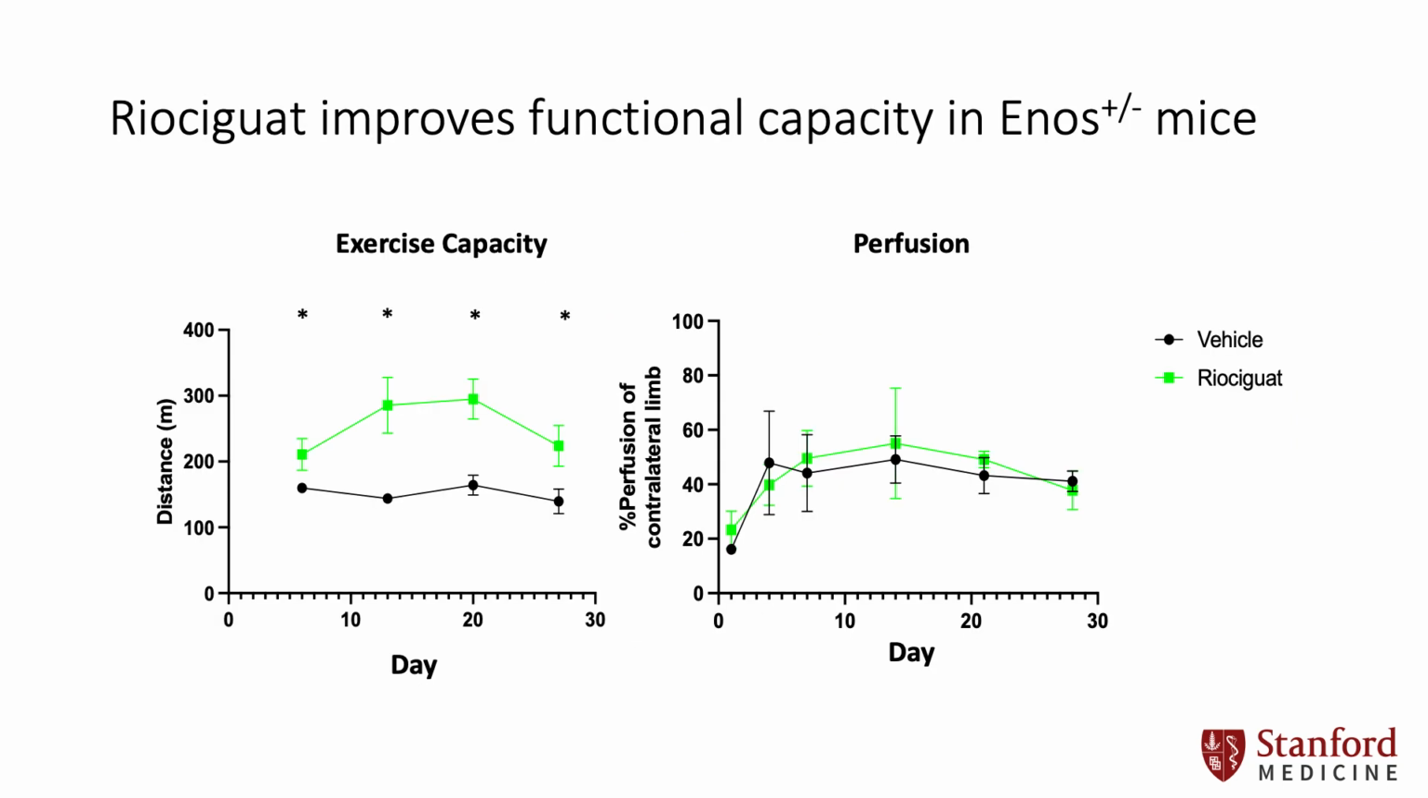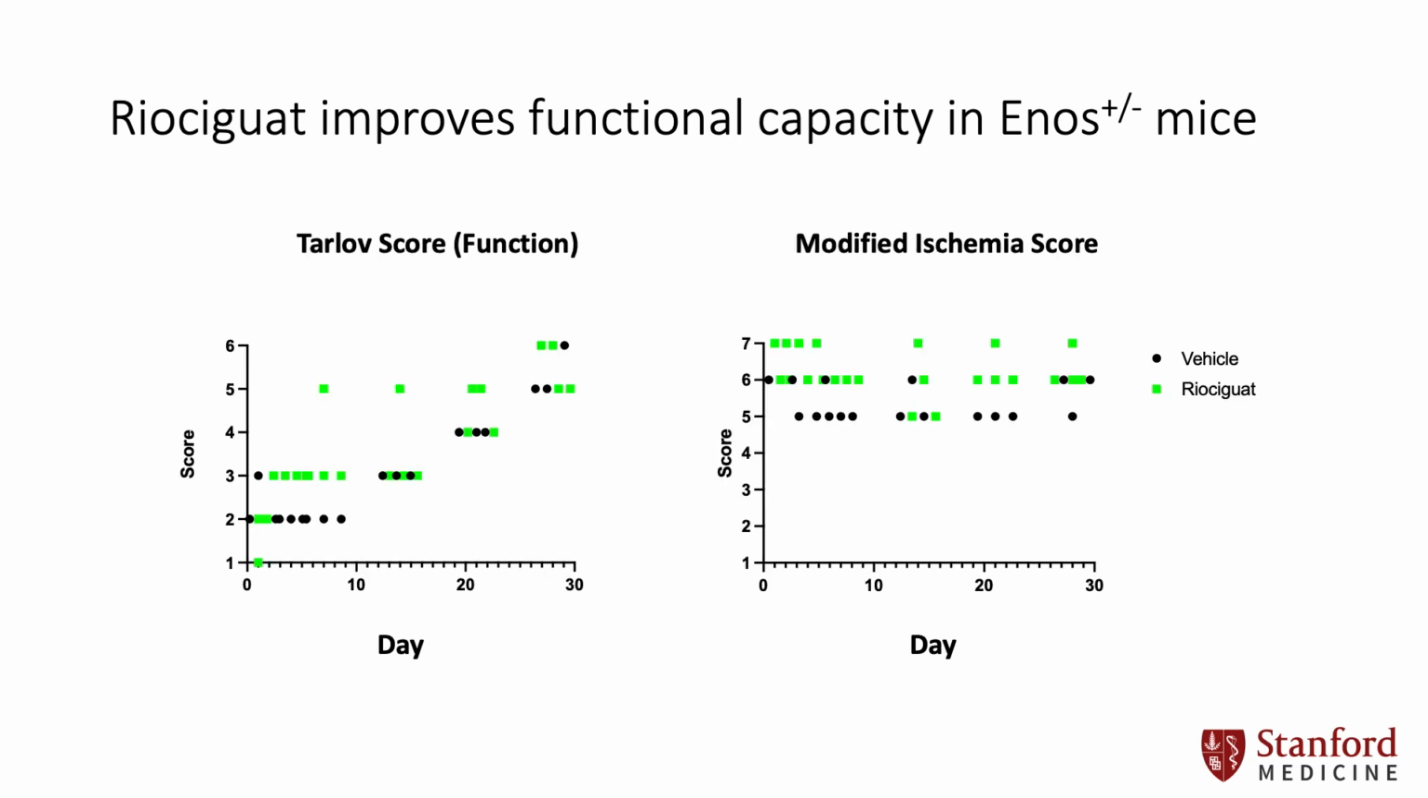And what we find is that Riociguat actually improves functional capacity in eNOS heterozygous mice. We can see that by looking at exercise capacity and the distance traveled by these eNOS heterozygous mice treated with drug. However, we don't see a difference in perfusion. When we look at clinical scores, we can see that there's a trend towards a benefit for Riociguat treated animals in terms of the Tarlov score. And we can also see reduced risk of tissue loss in the modified ischemia score.